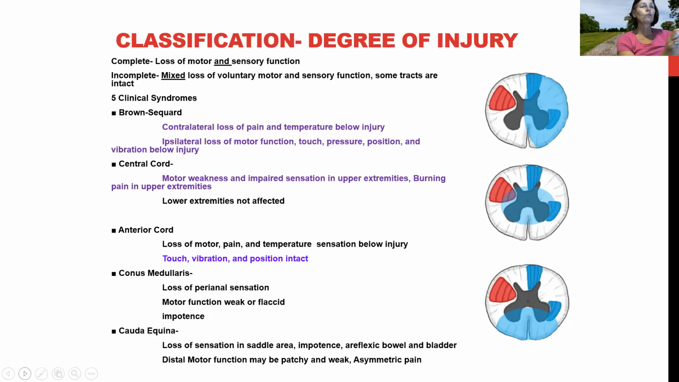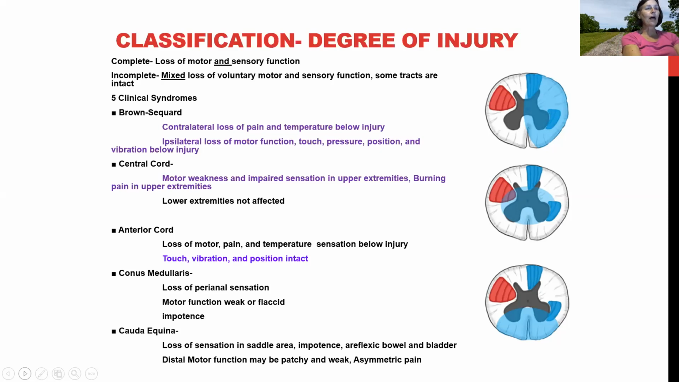So with a Brown-Séquard injury, I have hurt my spinal column on the left side. When that happens, I'm going to have loss of pain and temperature below the injury. So I feel no pain and I don't control temperature below the injury. I can't feel if it's hot or cold below the injury on the opposite side.